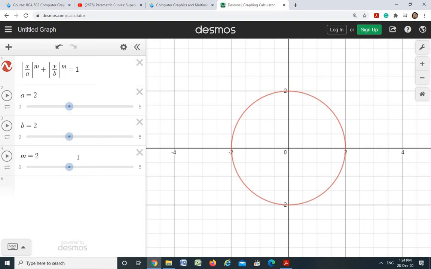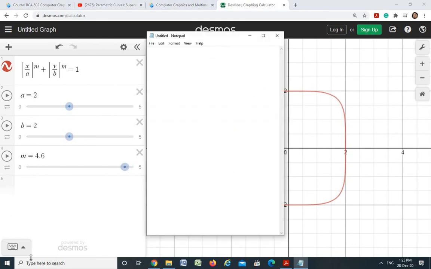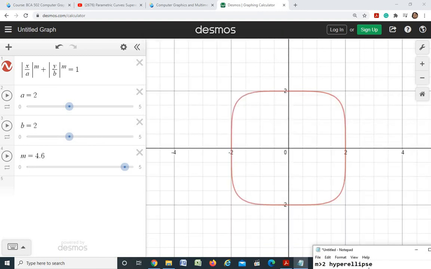So this is called a superellipse, and if m is greater than 2, that means when we get a rectangular shape like this, it is called a hyperellipse. And when m is less than 2, it is called a hypoellipse. These are the types of superellipse.